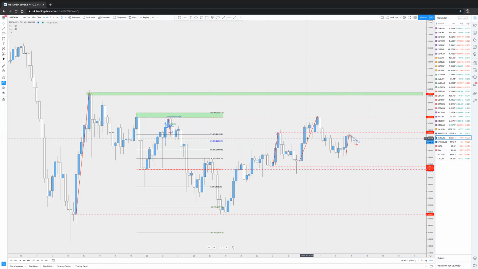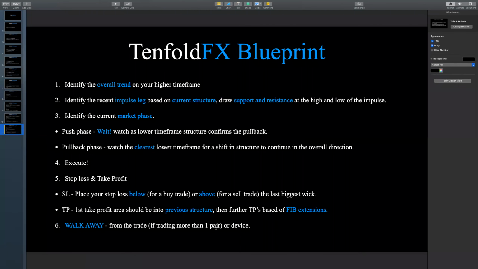Guys, that is it for the blueprint. I hope you guys understood this. I hope it makes sense. Follow it from the beginning. Know your overall time frame. Number two, just draw out those impulse legs based on the current structure. And then obviously draw your support and resistance lines for that impulse, just to have you know where you are in structure. Identify which phase you are in. Push or pull back. You will know what to do in which phase, right?